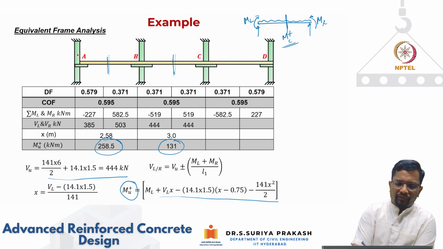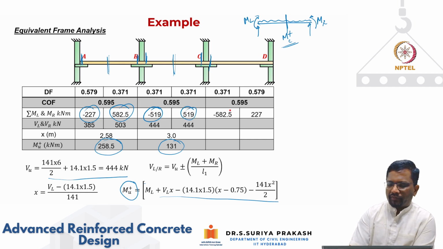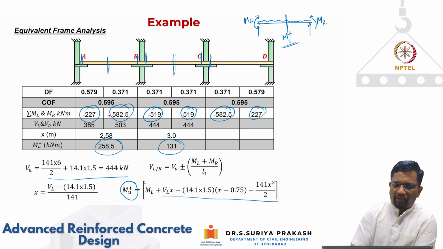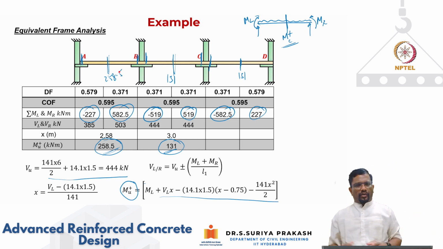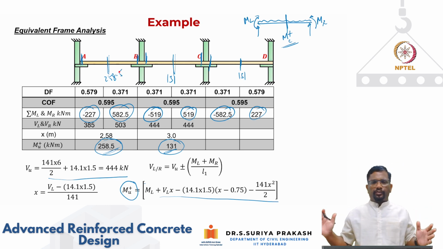At this location, if you look at it, it is going to be negative 227. At this location, it is 582.5. At this location, it is 519. At this location, 519 again. At this location, 582. At this location, 227. At this location, positive 258.5. At this location, 131. Here also it is going to be 131. And 258.5. So like this, we got all the moments. These are all the longitudinal distribution of the moments.